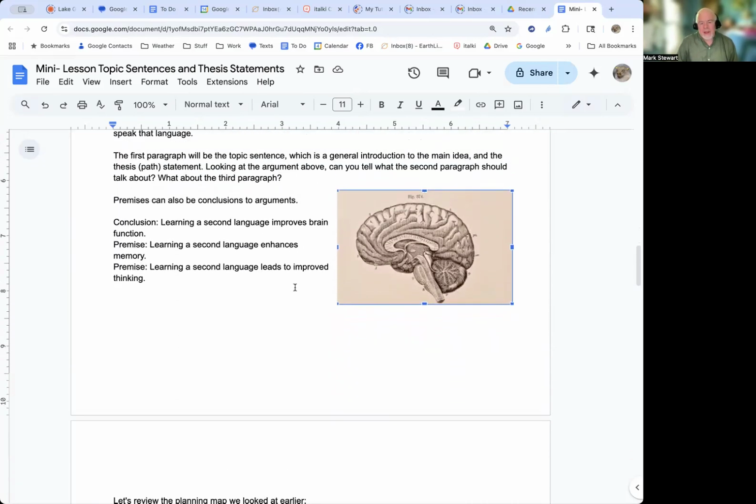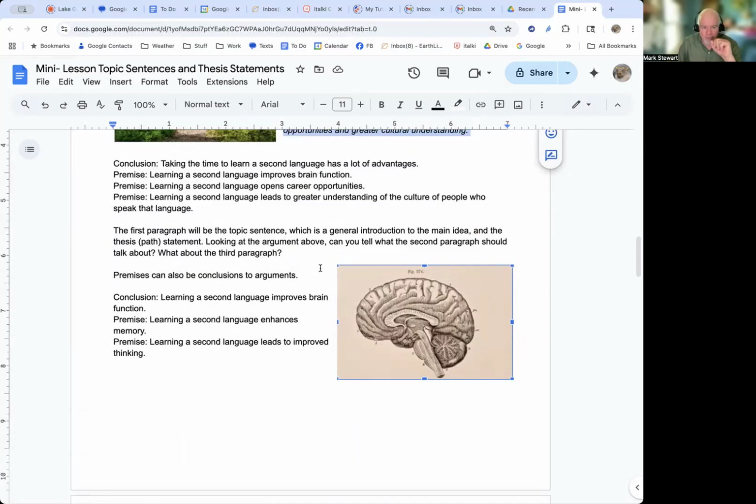I did want to show you that you might be thinking, okay, but there's a big difference between an essay, which is supposed to be like at least a page long, and an argument, which is just a conclusion and some premises. If you remember back to what I showed you when we were looking at the Monty Python argument, sometimes a premise can also serve as a conclusion with its own support premises. So I'll give you an example. Let's take the top premise from that, right? Learning a second language improves brain function. All right, let's make that the conclusion.